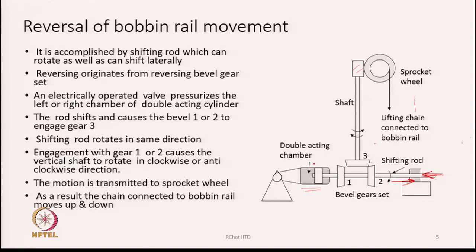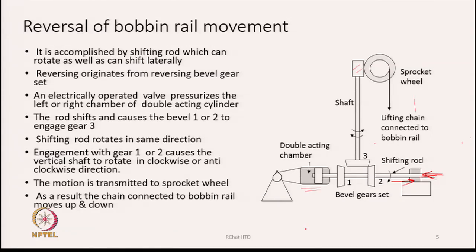Whenever the micro switch triggers, it means the bobbin rail has reached the top point, or the bottommost position, and the micro switch is pressed. Now, whenever this is pressed, it is not only shifting the belt, it is also causing pressure to increase on the left hand side or the right hand side of the chamber, and thereby it is shifting the rod at the same time.